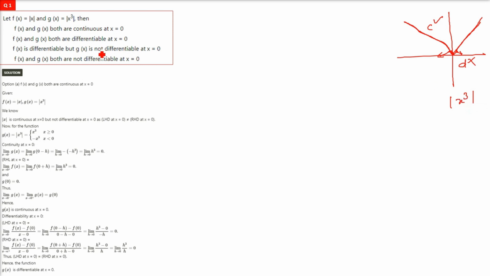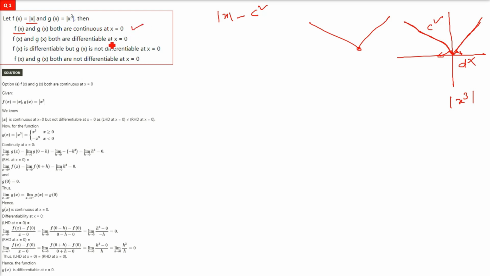But modulus of x cube, how to do that? So this modulus x, I hope you'll be able to do by yourself, because you can just go through all these previous discussions. And by graph also I showed you why it is continuous, why it is not differentiable. The sharp turn, sharp edge, means that differentiability may not be there, but still we have to check with all the formulas and expressions. So modulus x, I hope this can be done by you guys.